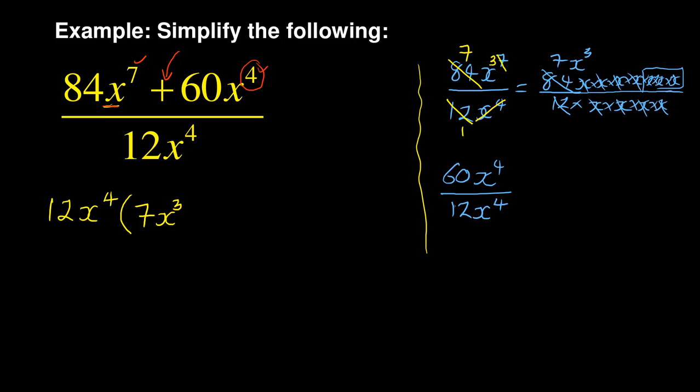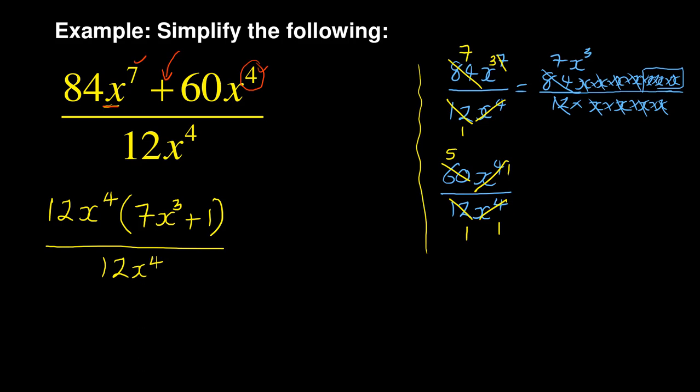I can do it straight away at the bottom. 12 into 12, 1. 12 into 60 is a 5. Now x to the power 4 into x to the power 4 is a 1. So the answer there is plus 1. Then at the bottom, remember, I've got 12x to the power of 4.